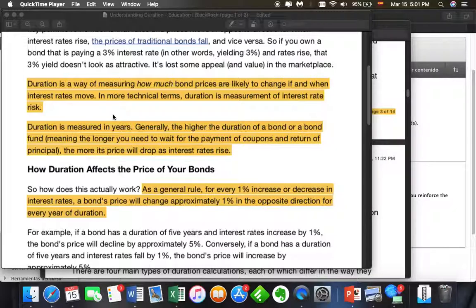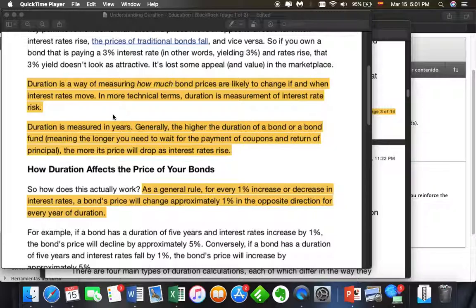Now think about the importance of this. If you are an investor that wants to have short-term profits by investing in bonds, then you should really pay attention to duration, because it will tell you how much the price is going to go up or down when interest rates move. Okay, remember that when interest rates go up, prices go down, and the opposite is true too.